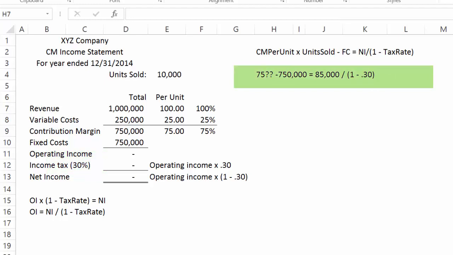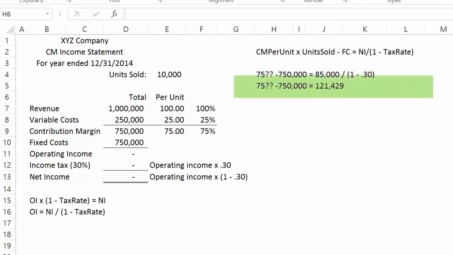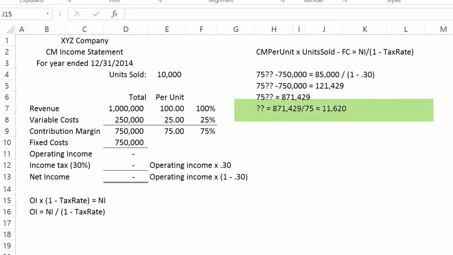So let's change that, and then we can just solve this equation. Let's start by dividing out the 85,000 divided by 1 minus 0.3, or 85,000 divided by 0.7. And 85,000 divided by 0.7 is 121,429. Now we can add 750,000 to both sides, and we can continue by dividing both sides by 75. And so that gives us 11,620 units.